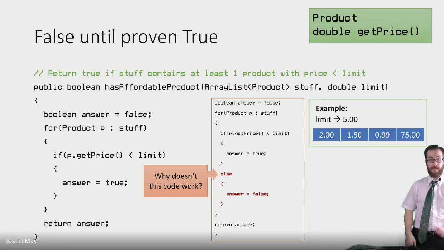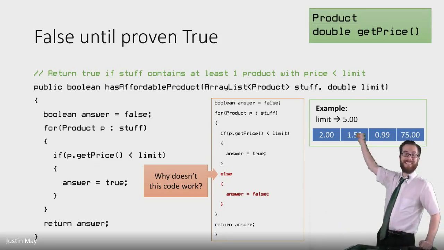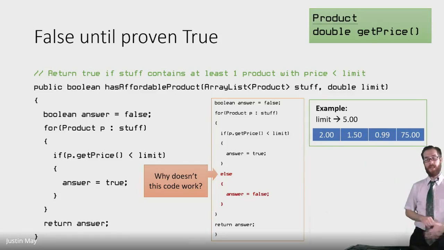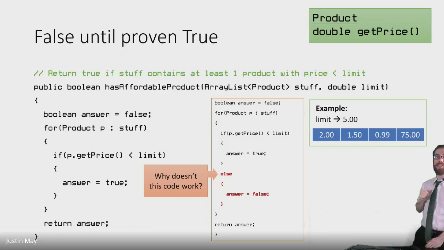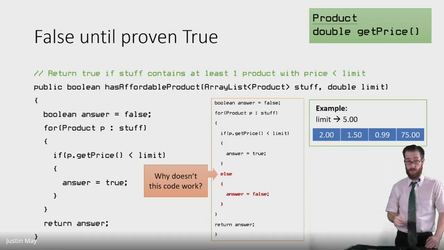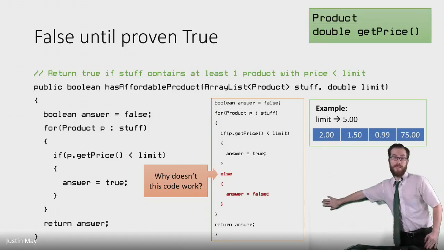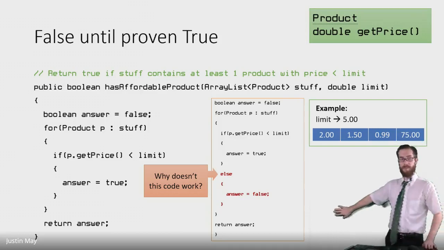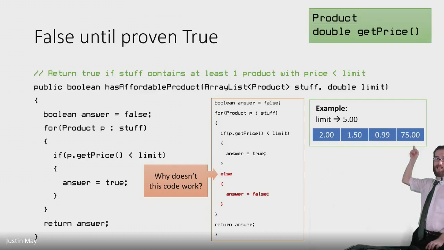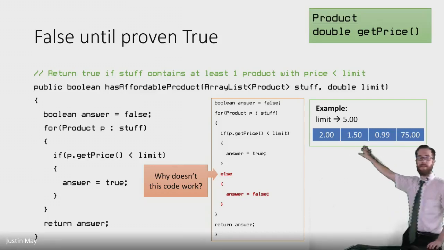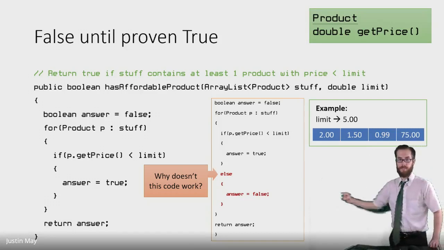And a false answer means that there is not at least one product with price less than limit. However, there are many products with the price less than limit here, so the answer should have been true. That's why this code in the box doesn't work, because this code in the box is really only looking at the last value, because the last value will determine whether the answer is true or false, regardless of what any of the other values are, because of that else statement.